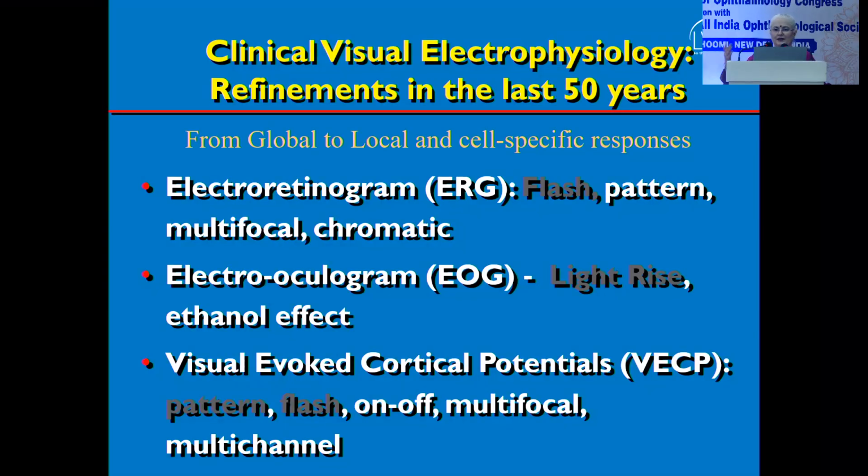So I think over the last 50 years, we have gone from a global, like just putting a flash of light and recording some signals from the retina, to very local, like the macula, the paramacula, to very cell-specific response. And now the electrophysiology of the visual system is such that we can test for the on-cell pathway, the off-cell, the S cones, the rods, the cones. So many cells, and we have various tests like the electroretinogram, which can be done in various ways, like flash, multifocal, chromatic, then electrooculogram, the visually evoked potentials, and so on and so forth. So we'll not be going through all the techniques, but through some of the common clinical techniques that we use.